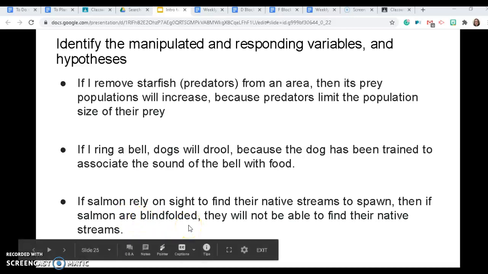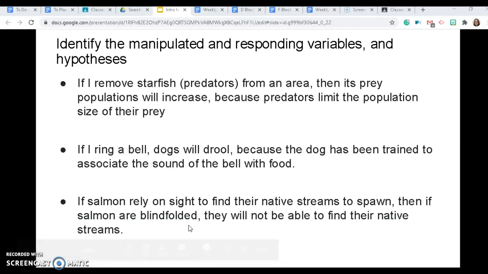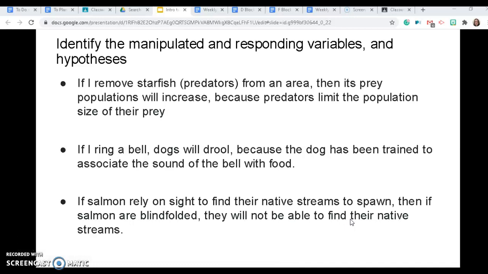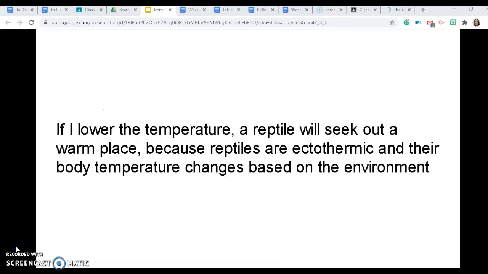Blindfolding the salmon is the independent variable or the manipulated variable, and whether or not the salmon can find their native streams is the responding or dependent variable. So here is one example where I want you to identify the manipulated variable, the dependent variable, and the responding variable. If I lower the temperature, a reptile will seek out a warm place because reptiles are ectothermic and their body temperature changes based on the environment.